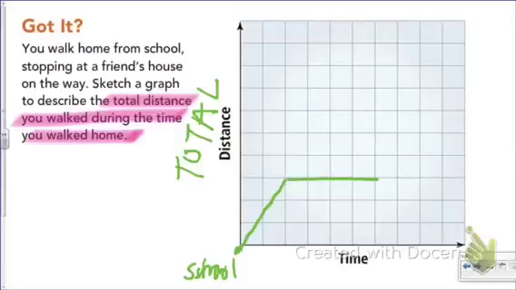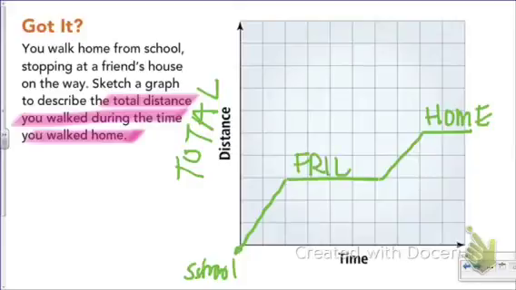So we're going to end up here, maybe. And then you're going to stay at home. So this would be your home. This would be your friend's. And so you walked to your friend's house, stayed at your friend's house, so your distance didn't change. Then you had to walk some more. You had to walk home. And then you're at home, your distance doesn't change. So that would be one graph.